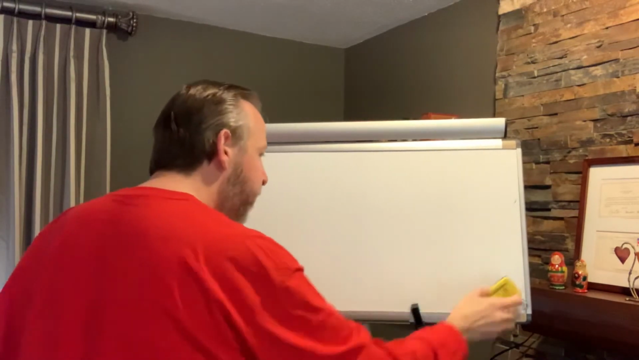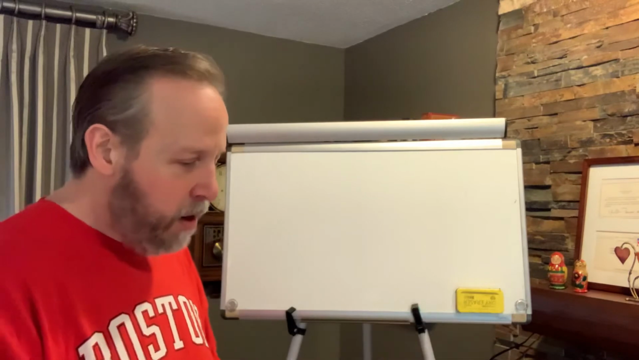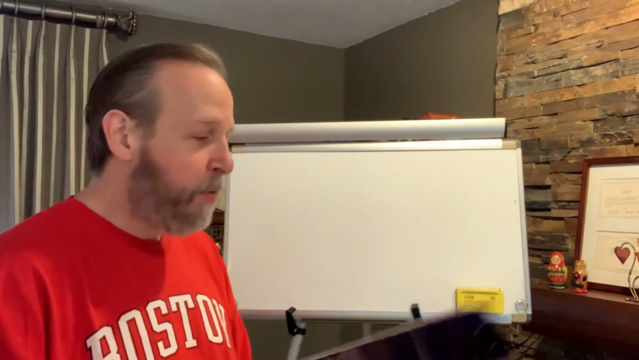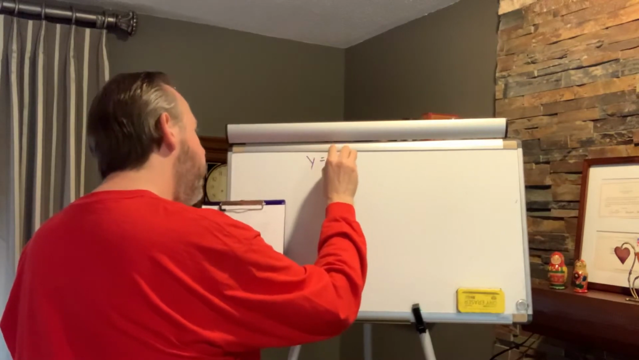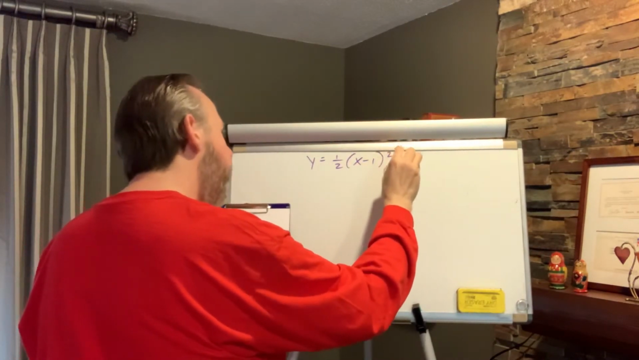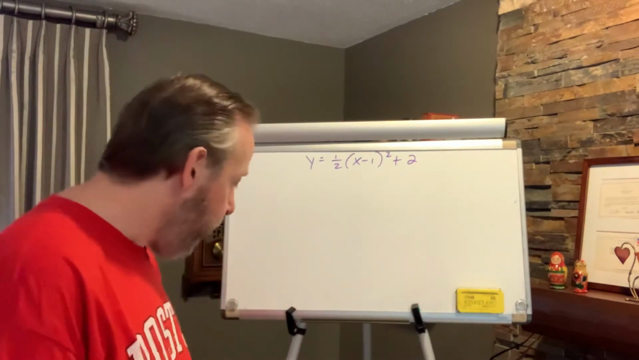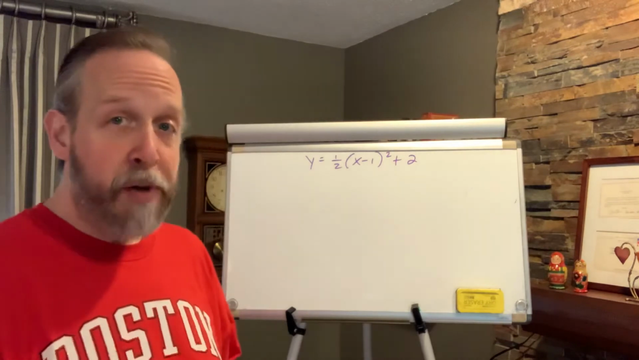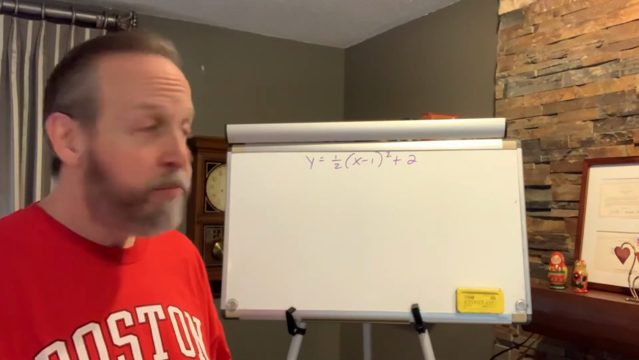One more example for you. Okay. This one's going to use a fraction, which I know you guys all love. Y equals 1/2 parenthesis x minus 1 squared plus 2. All right, so in this parabola, we do have a fraction value in front of the parentheses. It's fine, it's just a fraction.